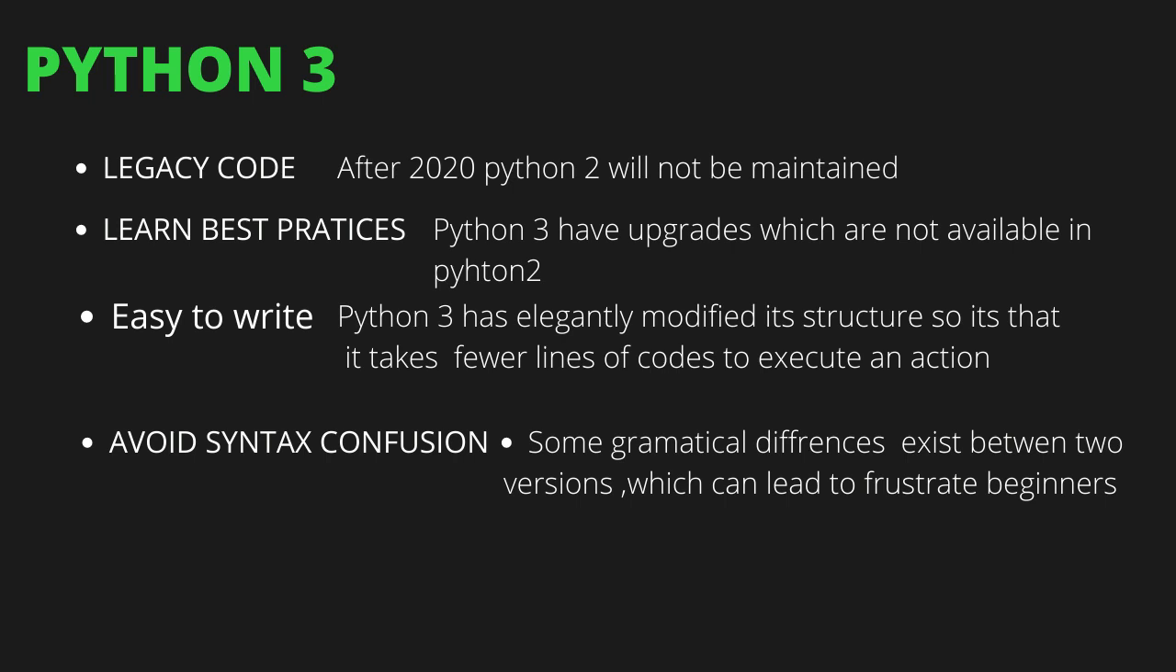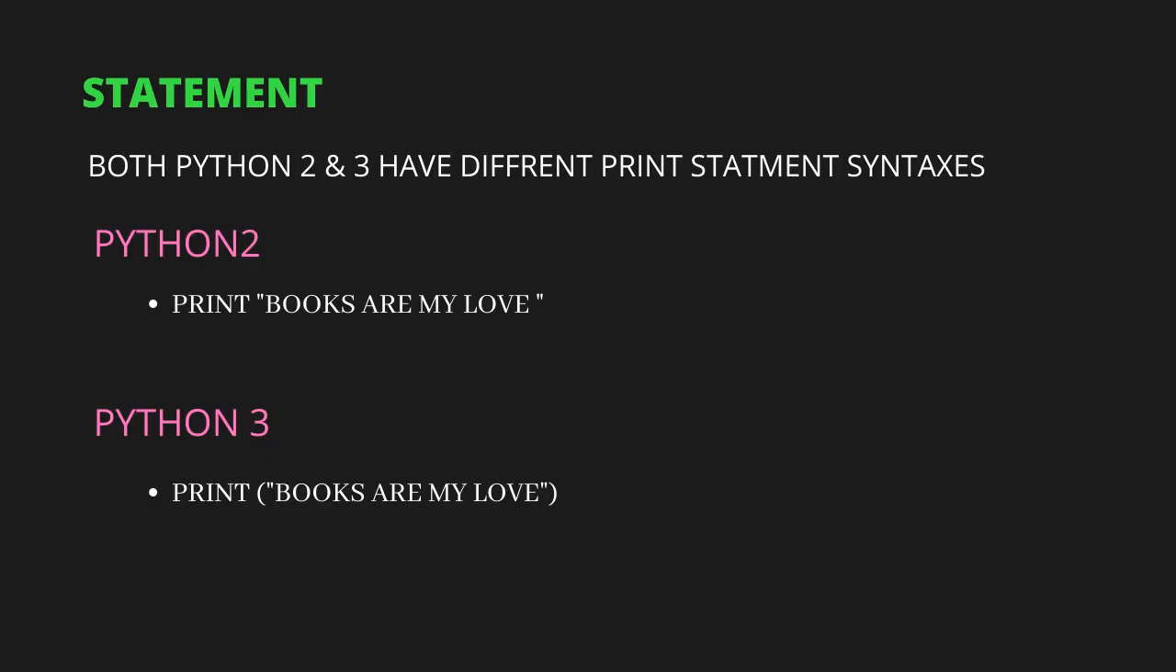There are some grammatical differences between Python 2 and Python 3 which can frustrate beginners. So I request all of my viewers to stay concentrated when we start our syntax part, to avoid syntax confusion. Next is the print statement. Both versions have different print statement syntaxes. In Python 2, to print a string, we use print "books are my love" like this, and in Python 3 we need to use brackets: print("books are my love") like this.